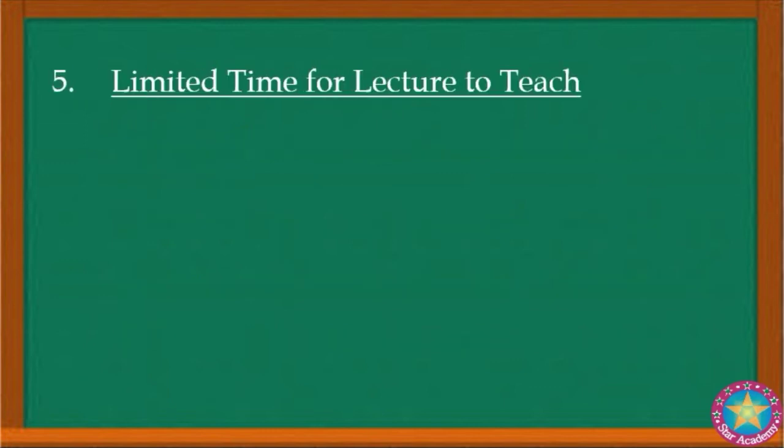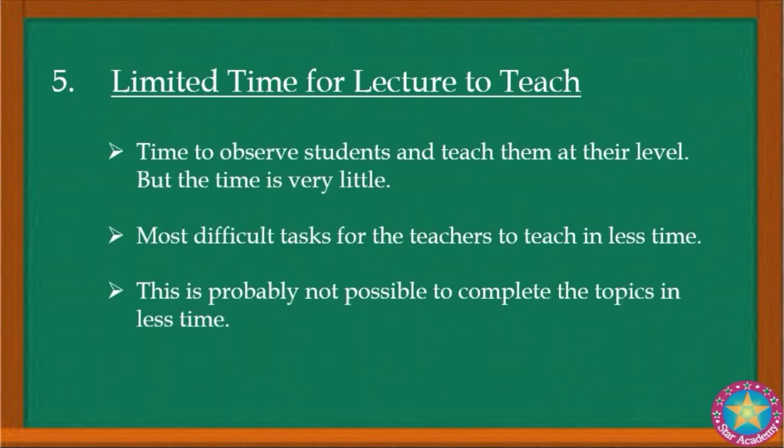Number five, limited time for a lecture to teach. Time is the most important thing in learning the English language. It takes time for the teachers to observe their students and teach them at their level. The time of the class is very little for the teachers to teach the English language. This is one of the most difficult tasks for the teachers, to teach in less time. It is probably not possible for the teachers to complete the topics of their lectures in less time, which is not enough.